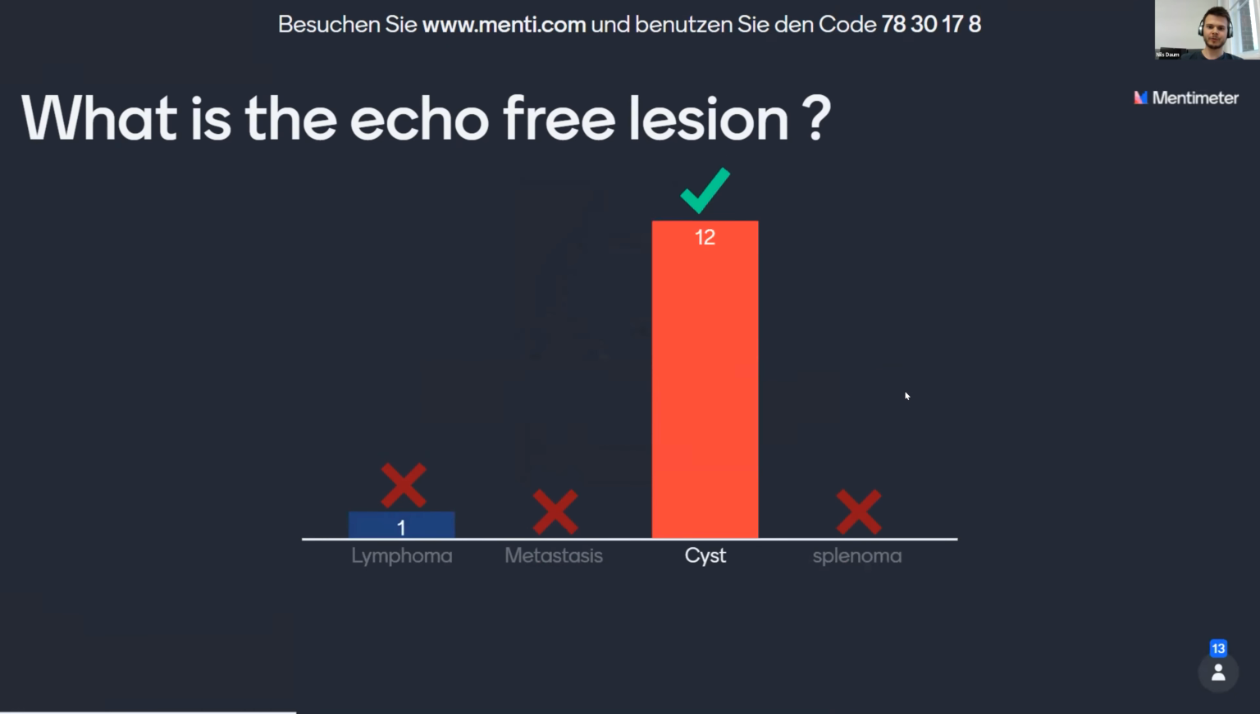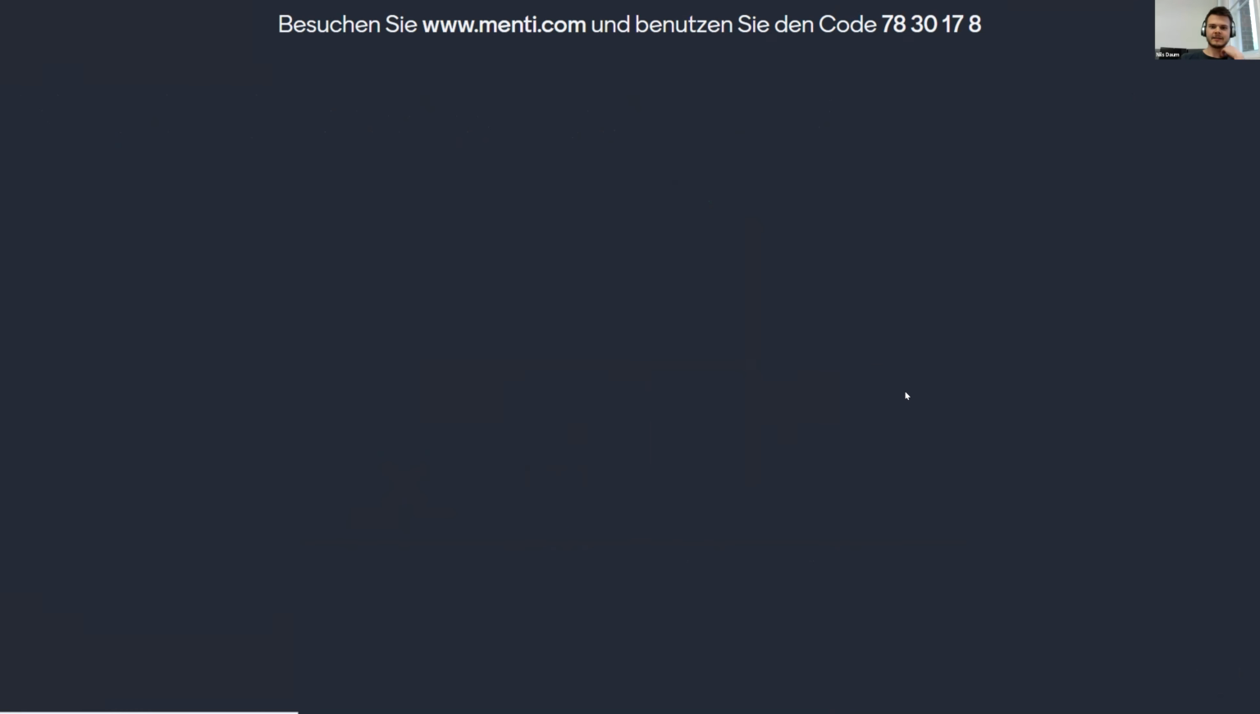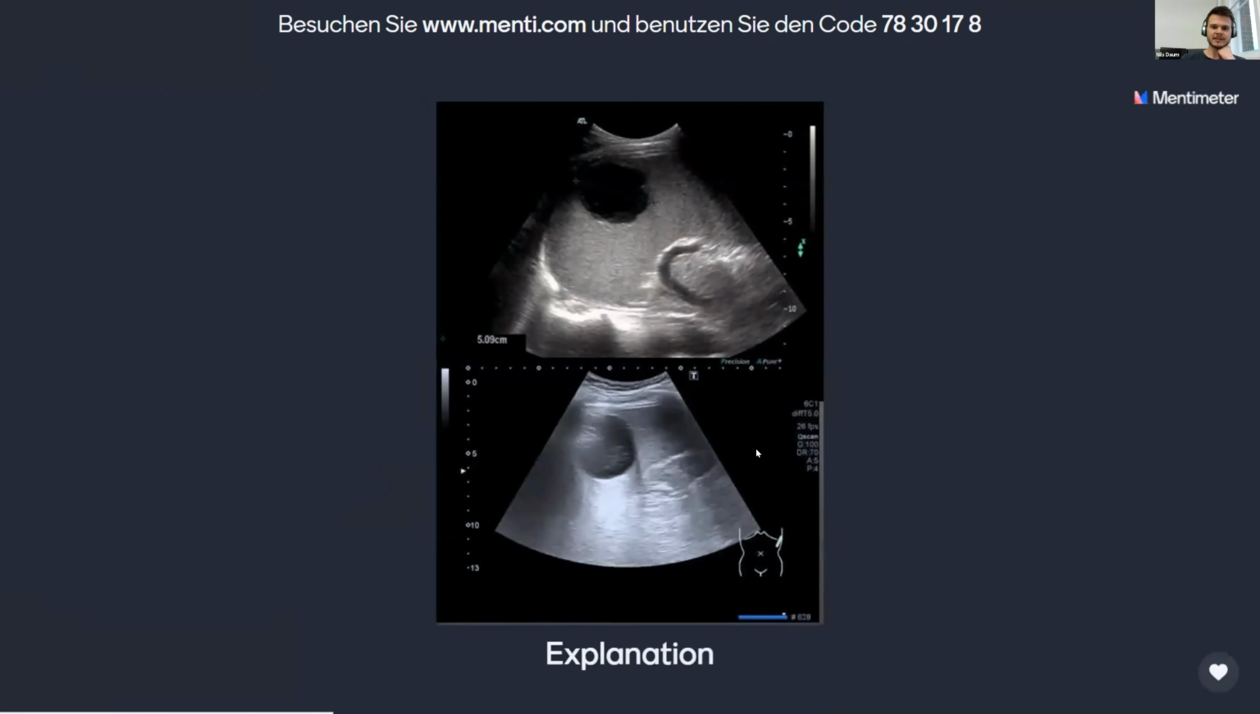Yeah, totally right. It's a spleen cyst. You can also see it here, in the picture below. You have an echo-free region directly here in the spleen, and a hyperechogenic region directly behind the cyst, which is the sign for cysts in the body. Totally perfect. Good.